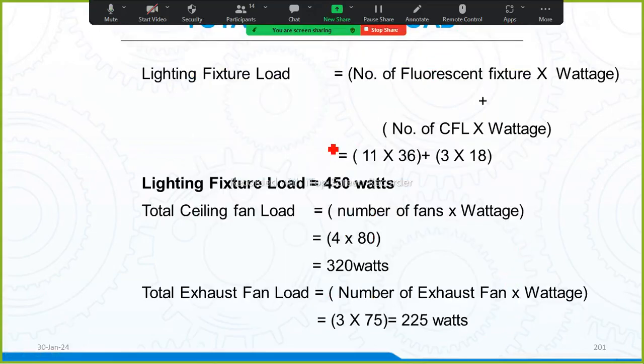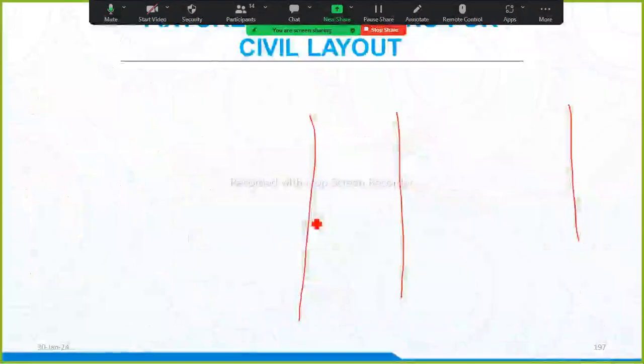Now let us calculate the total lighting load, guys. The total lighting load is the number of FLs into FL wattage plus the number of CFLs into CFL wattage. Now these rooms I took CFL, guys.